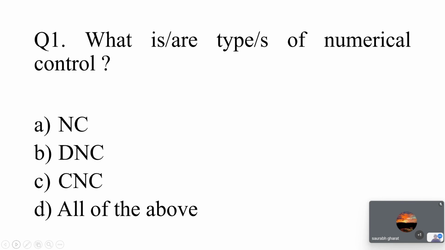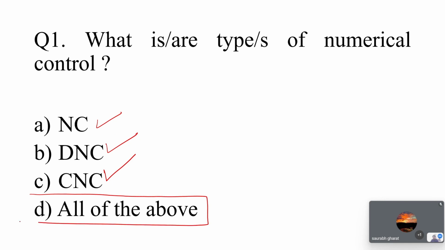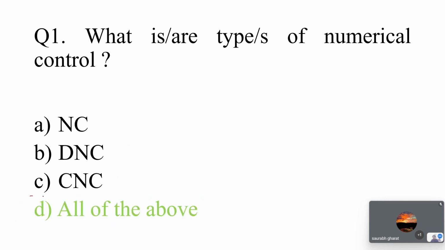So, what are the other types of numerical control? NC is correct, DNC is correct, and ANC is also correct. So all of the above will be your answer.